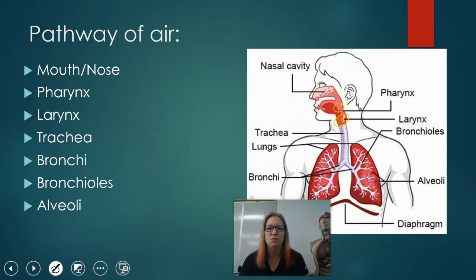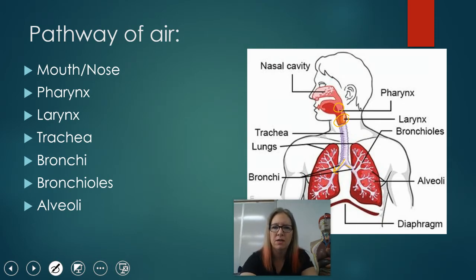Then finally you get into the trachea, okay? The trachea is your windpipe. It's a very rigid tube. It's surrounded by rings of cartilage to keep it from collapsing, okay? And that's why it hurts if you push too hard on your neck here, on your throat, because it's protecting your airway. Then it gets into the bronchi.